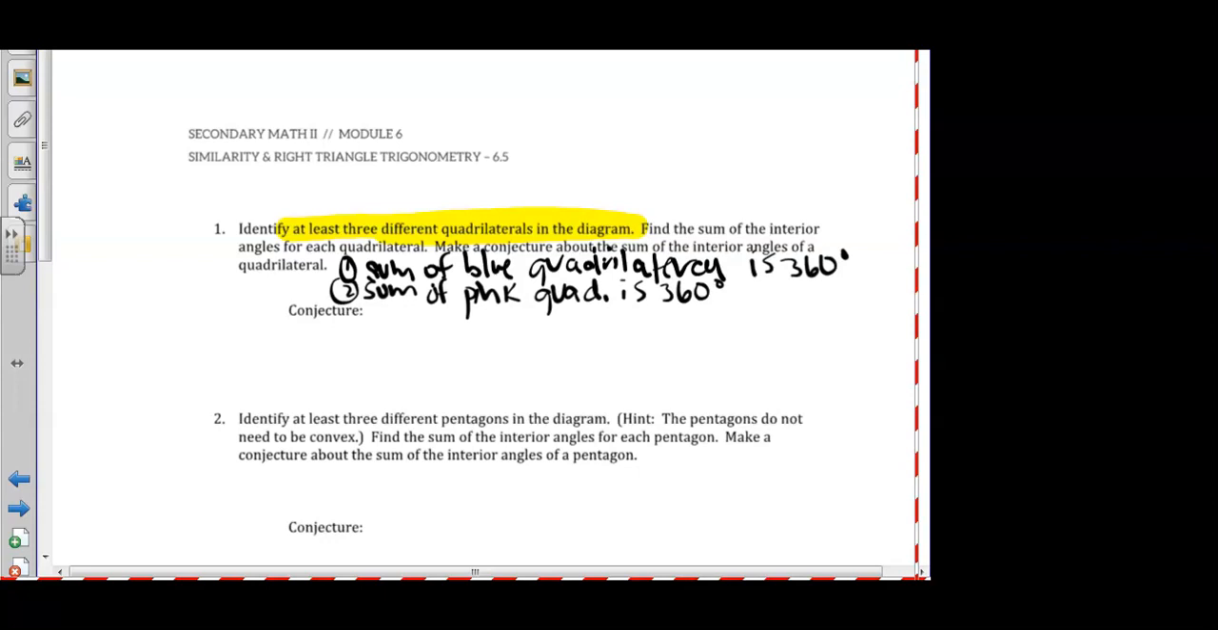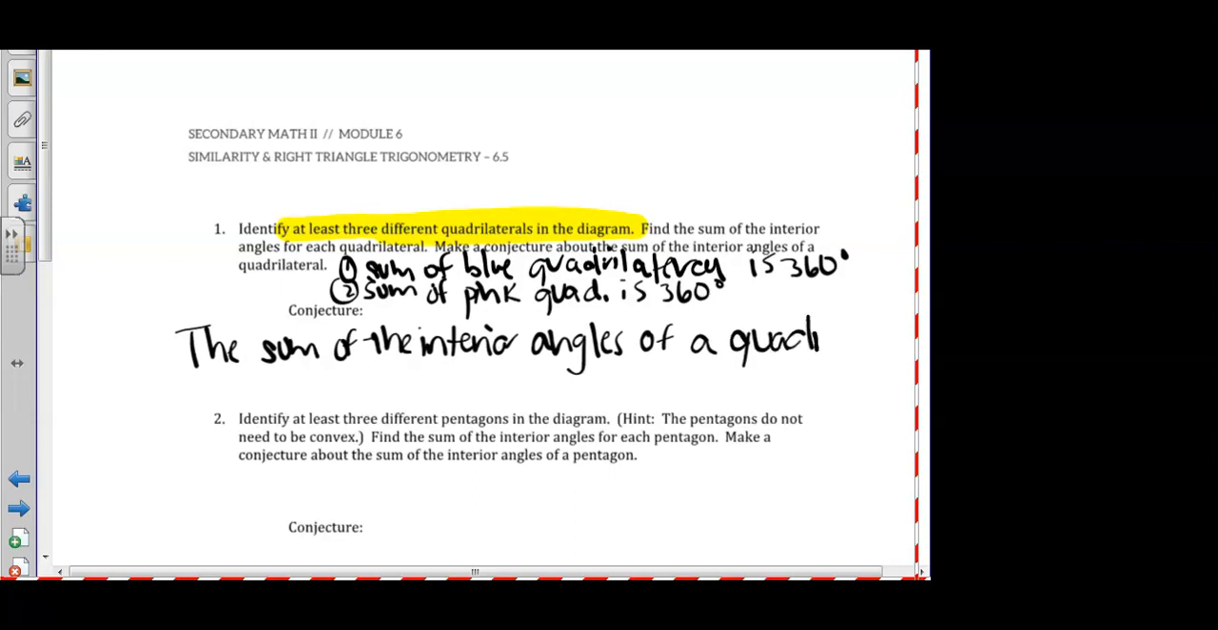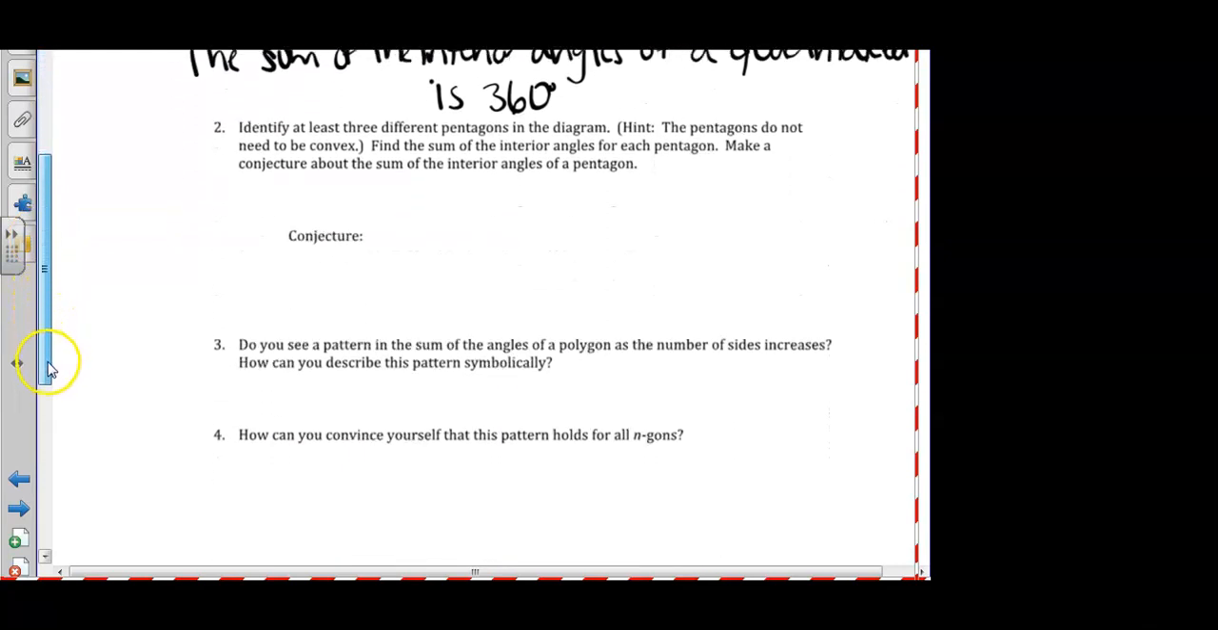So then we're asked to make a conjecture about the sum of the interior angles of a quadrilateral. Well, if we keep finding more, which in class we did do 3, we'll notice that the sum of the interior angles always is 360 degrees. So the sum of the interior angles of a quadrilateral is 360 degrees. Okay, so it worked for every single option that we tried.